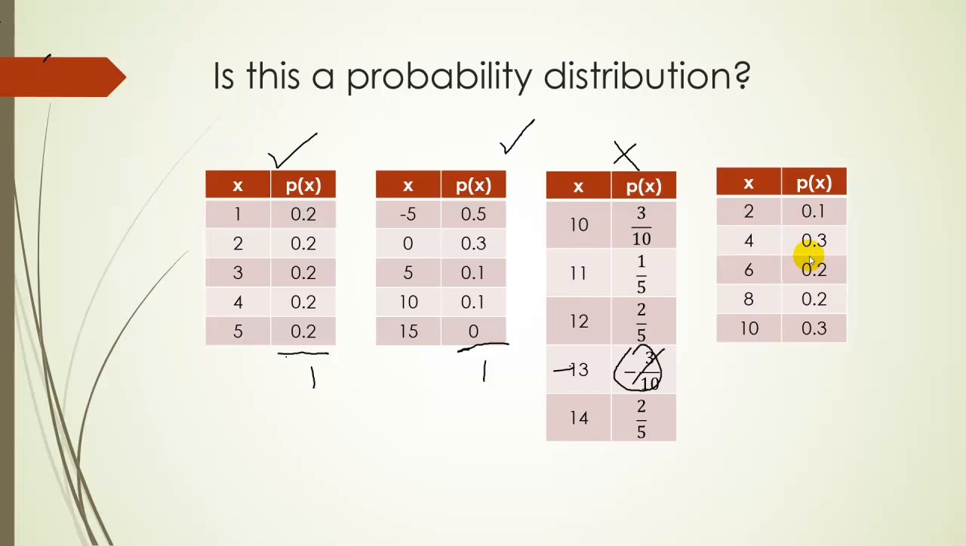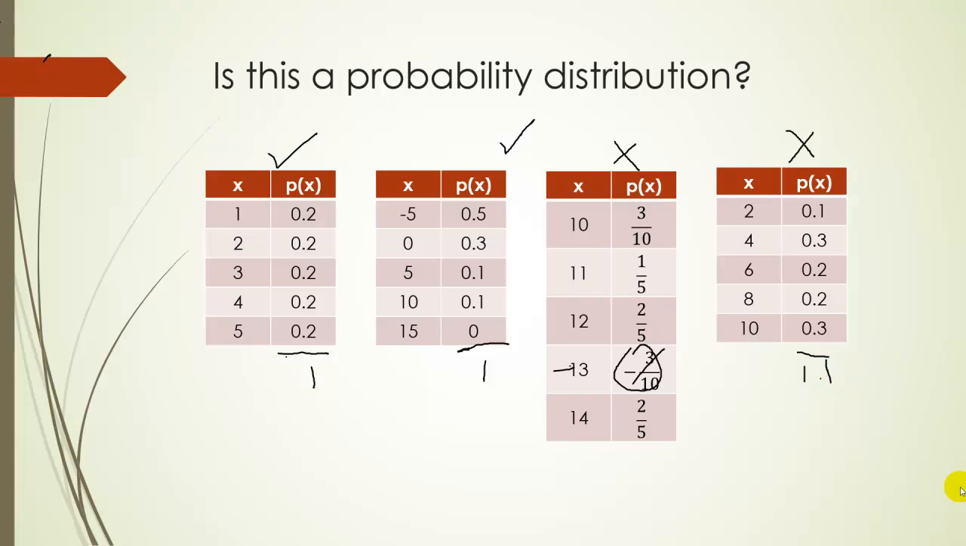What about the next one? All these probabilities are positive and all of them are less than 1, so that's okay. If we add up these probabilities, we actually get 1.1, I think. Well, definitely it's going to be more than 1. Being that it's more than 1, this is not a discrete probability distribution. This is not allowed.